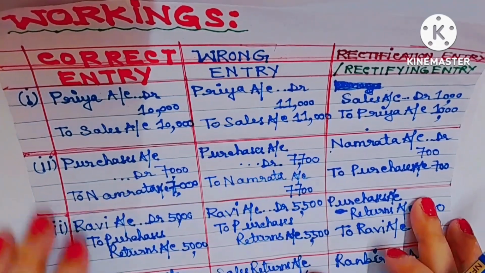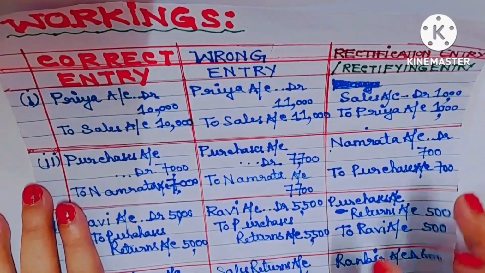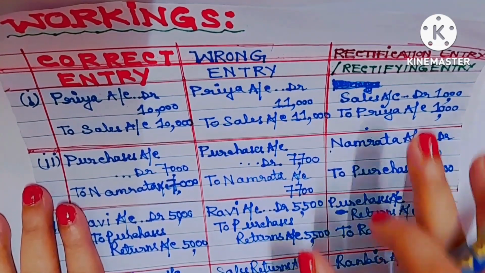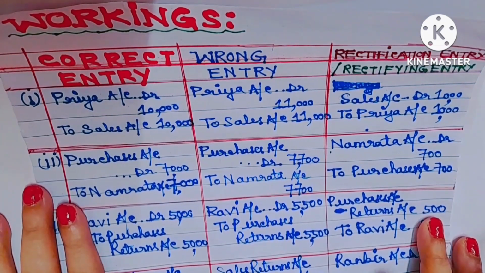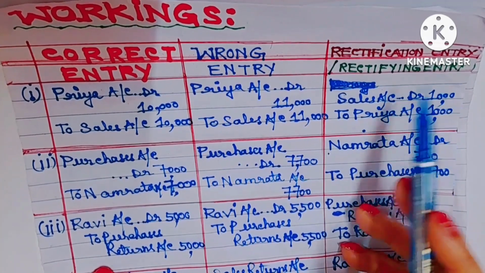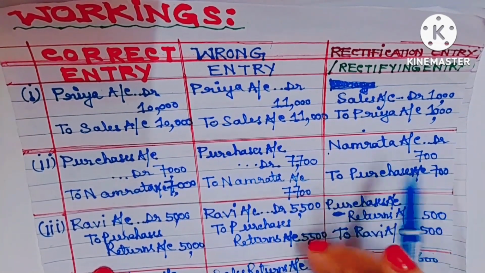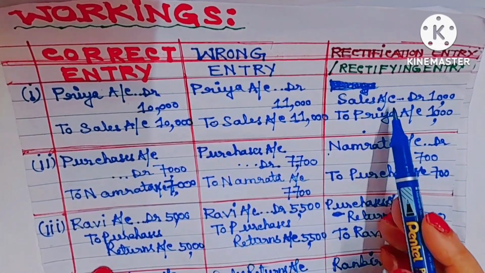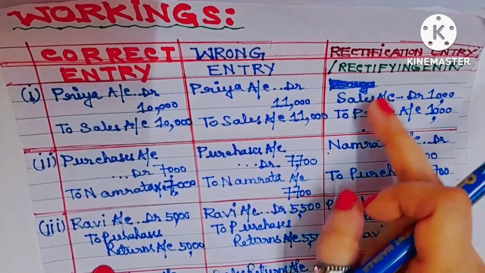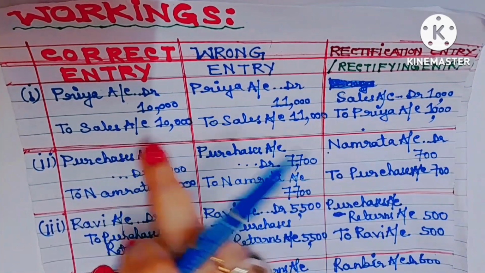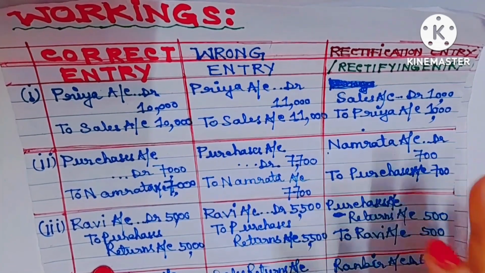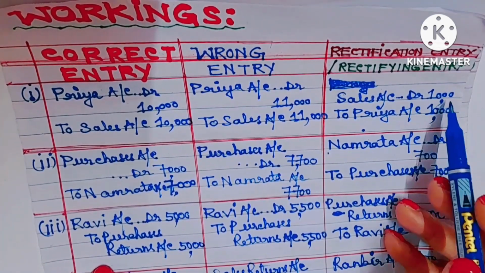Now, we have to do it in where? We just have to copy the rectifying entries in the journal, or rectification entries. Okay, so let's do it. You can write on the top rectification entry or rectifying entry. Okay, so what is the rectifying entry? Sales account debit 1000 to Priya account 1000. Just copy the rectifying entry, not the correct entry, not the wrong entry. Just look at the rectifying entry and copy. Just copy. Sales account debit 1000 to Priya account 1000.